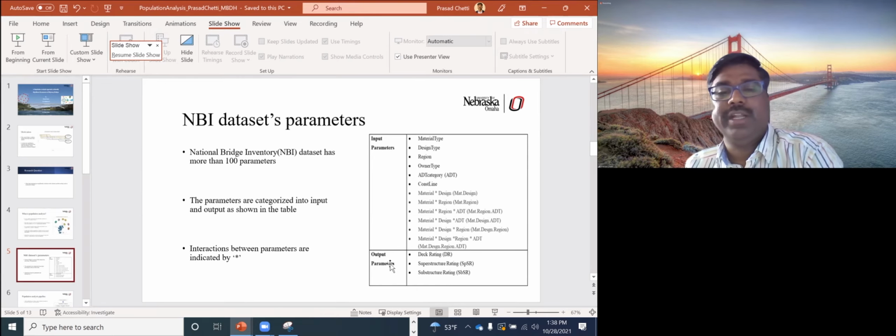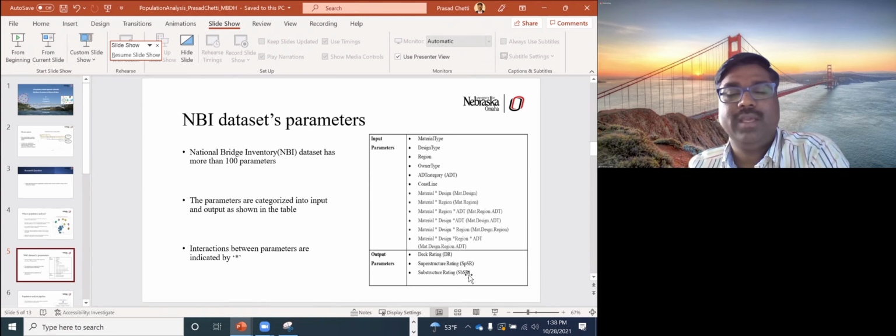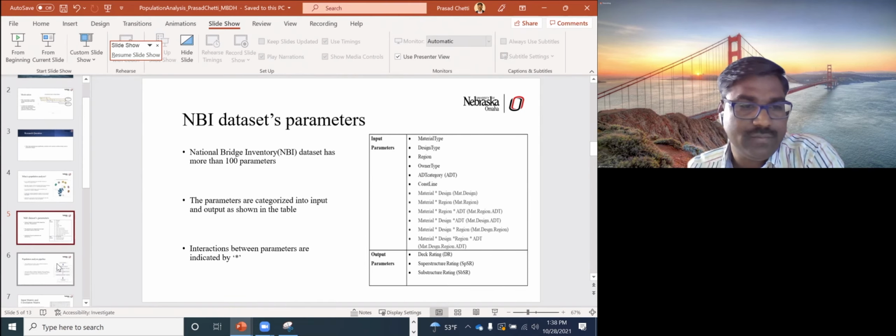Basically, our intention is, when a correlation network is created with the output parameters, to find what input parameters are significant for a group of bridges, or a community or cluster of bridges. So that is the basic thing.